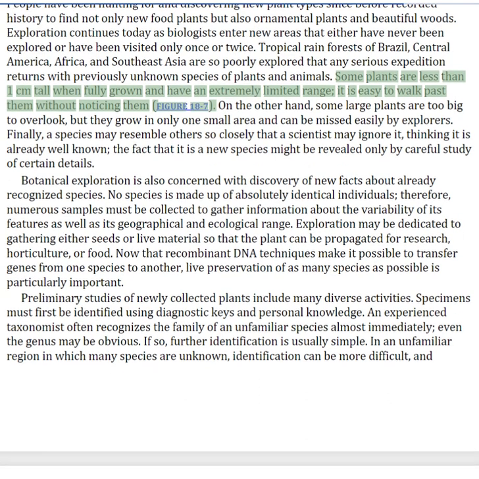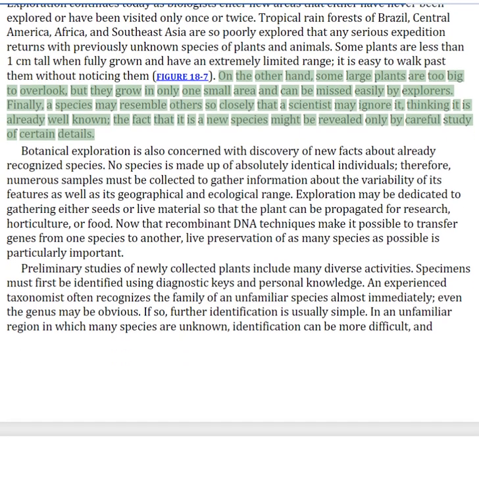Some plants are less than 1 centimeter tall when fully grown and have an extremely limited range. It is easy to walk past them without noticing them. On the other hand, some large plants are too big to overlook, but they grow in only one small area and can be missed easily by explorers. Finally, a species may resemble others so closely that a scientist may ignore it, thinking it is already well known. The fact that it is a new species might be revealed only by careful study of certain details.